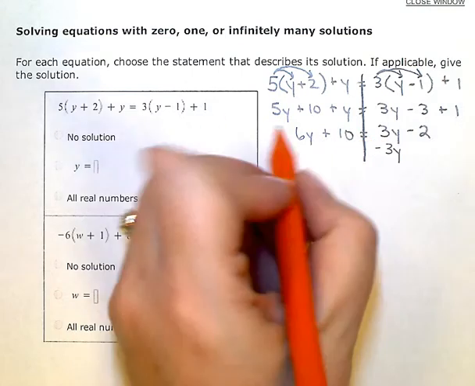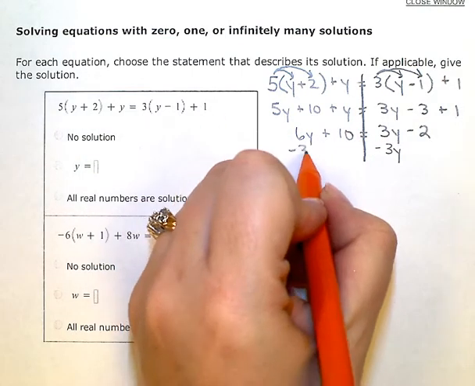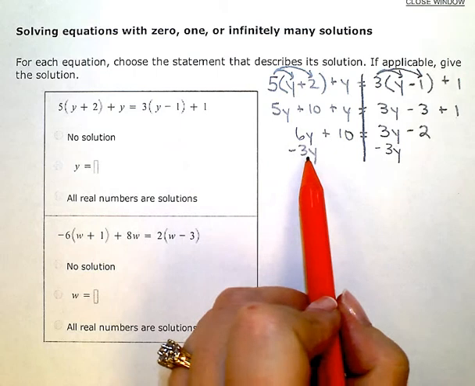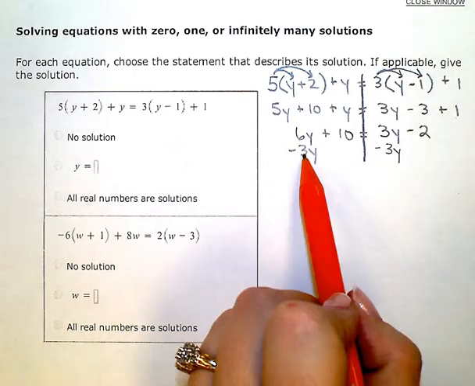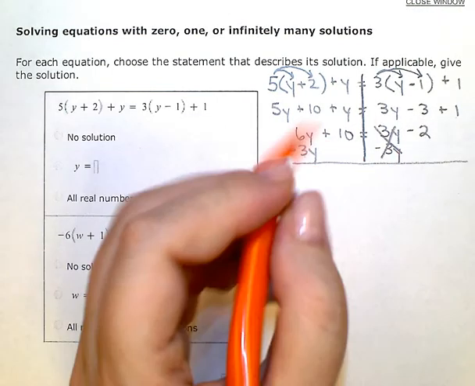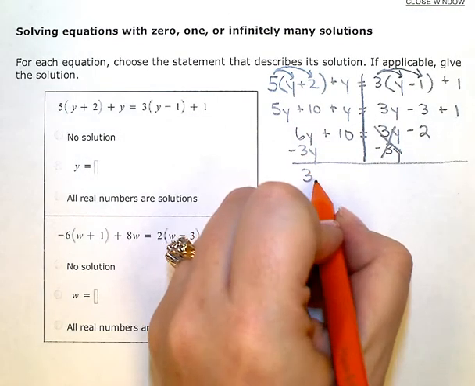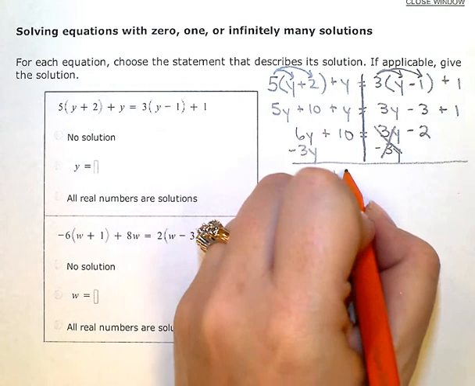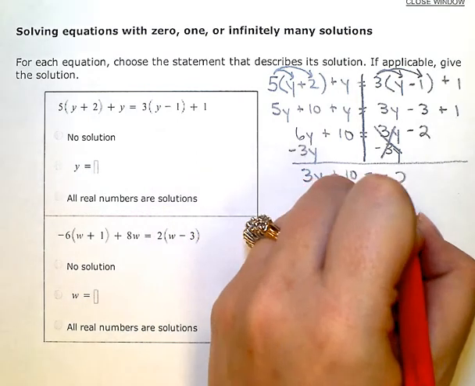So I just keep the y term on the left. So I'm going to zero this one out and then balance the equation by doing the same thing on the other side. So after simplifying, I have 3y plus 10 equals negative 2.